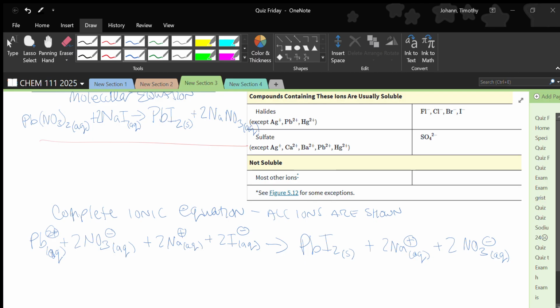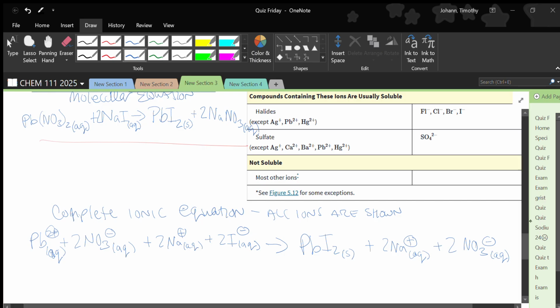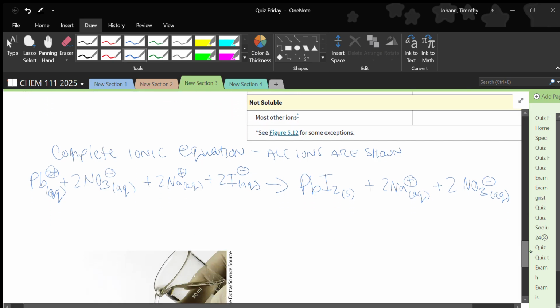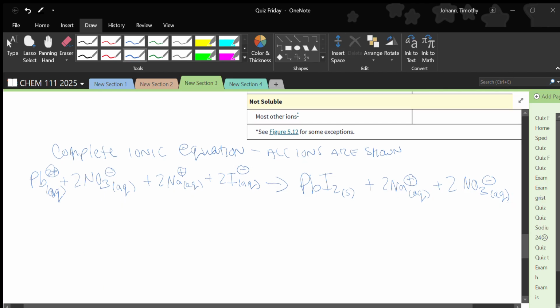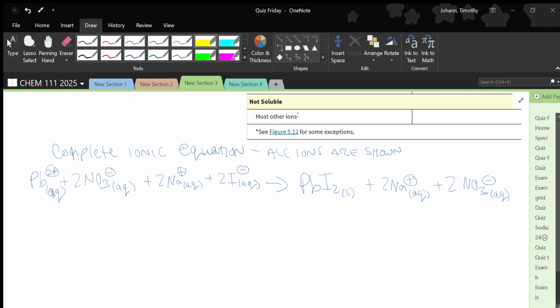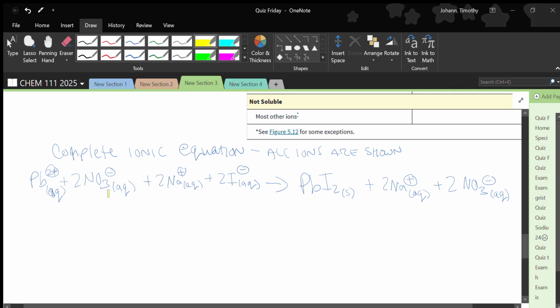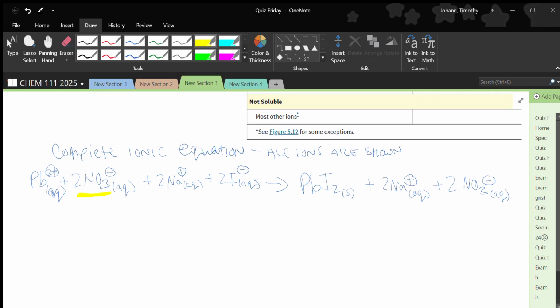All right? Now we have one more thing we're going to add. This is the most complicated. It is called the net ionic equation. And it only shows where the action is. It shows things that change. So if I look at these ions, before we do it, let's look at these ions up here. What do you see about this nitrate ion? If I look at the left-hand side and the right-hand side, what do you see? Anything interesting?